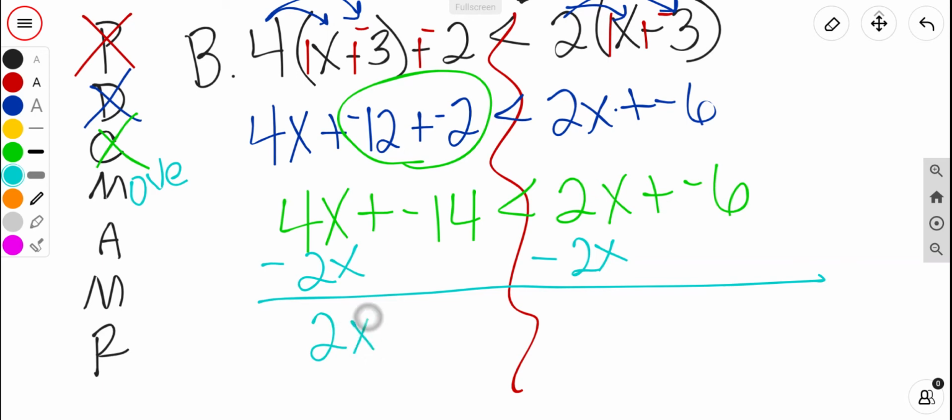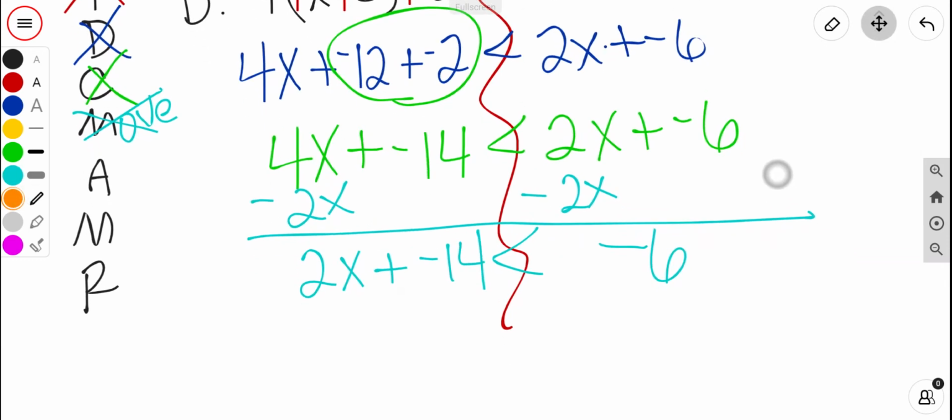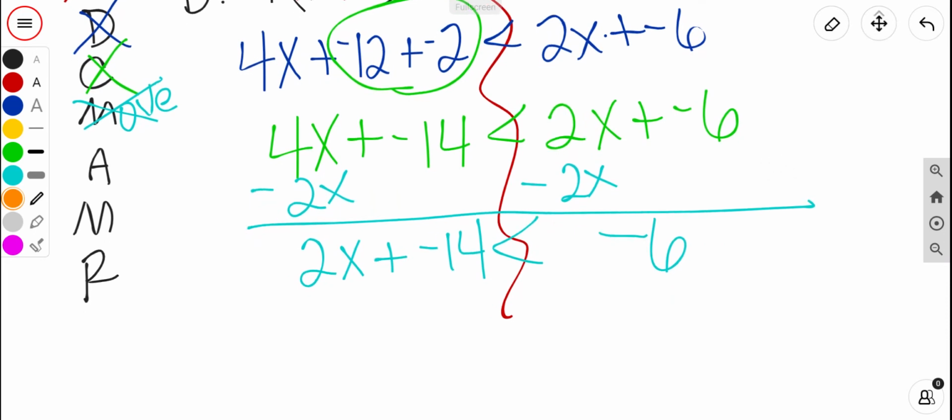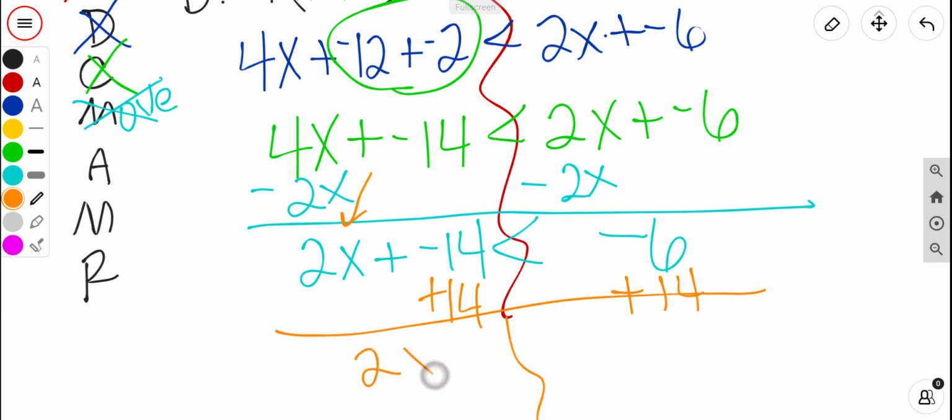So 2x plus negative 14. This cancels out. I don't have to draw that line if I don't want to. Is less than negative 6. Okay, next step. Add or subtract. So again, this time I want to get the x by itself. So I need to move the negative 14. You're right, we're going to add it. So I've got 2x is less than 8.